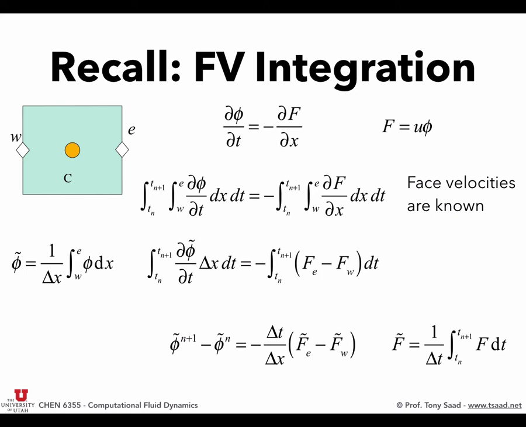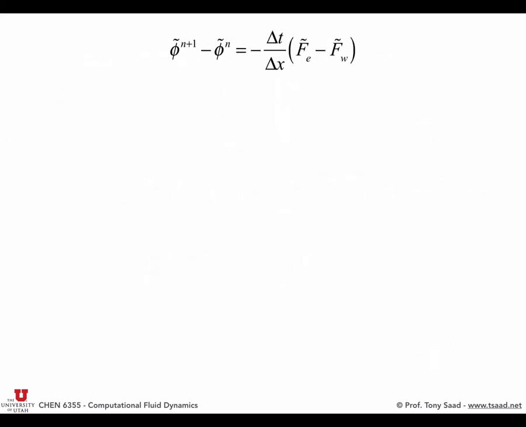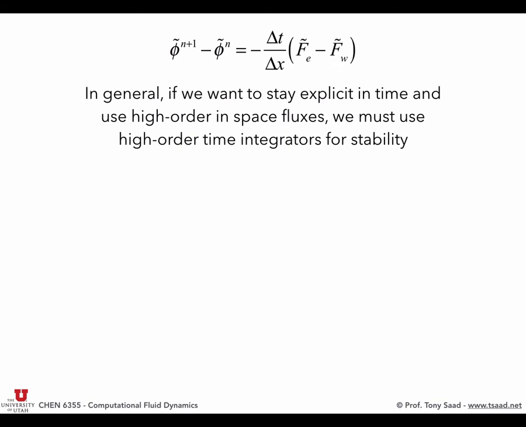Now you could say the average value is equal to the previous time value. So that makes it f east at n minus f west at n, and that gives you the forward Euler method. Okay, but we know that, and I'm kind of preempting this, we're going to need higher order time integrators for higher order spatial discretization. So I'm not going to choose f tilde to be f^n. I'm actually going to do something better for that, and I'm going to take the midpoint rule.